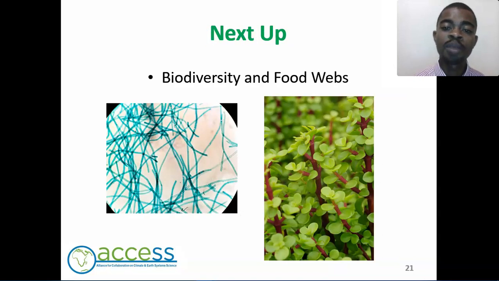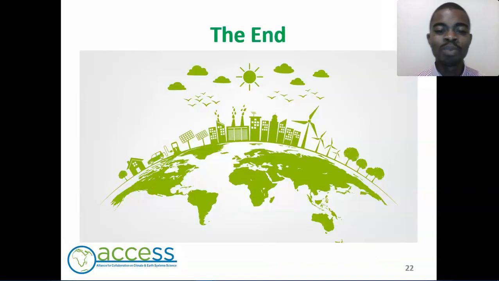So next up, we have biodiversity and food webs, which is the last step in making Earth habitable. So as we can see here on the left, we have cyanobacteria, and on the right image is Portulacaria afra, just to remind you about the relationship between oxygen and carbon dioxide. So please stay tuned for more, and all the best for the rest of the course.